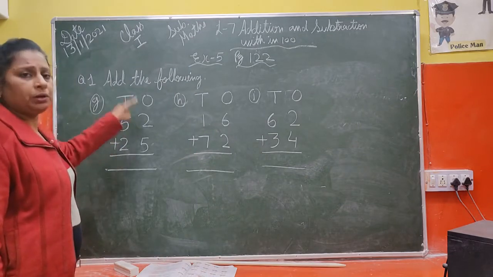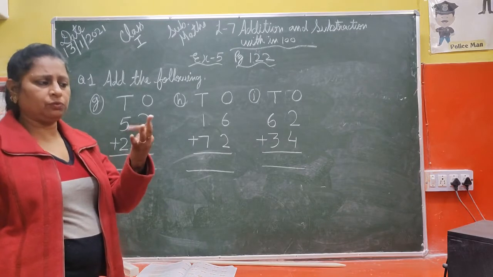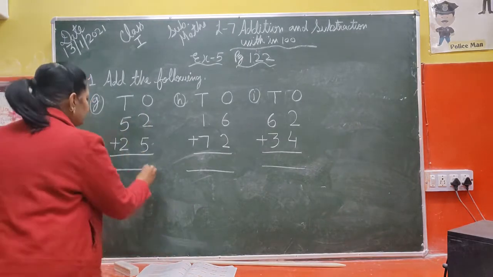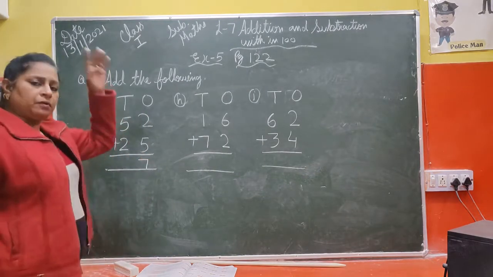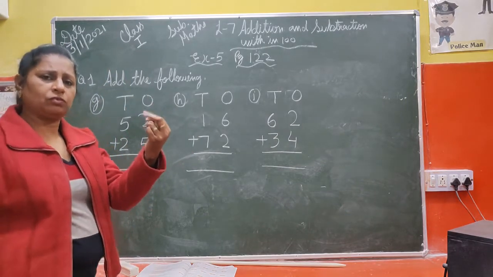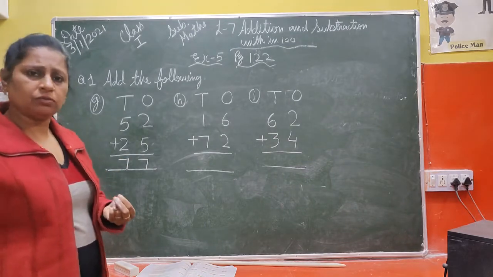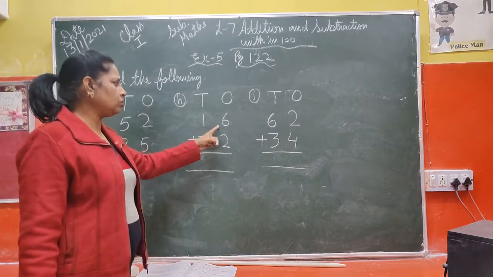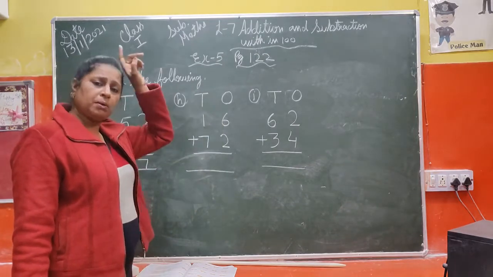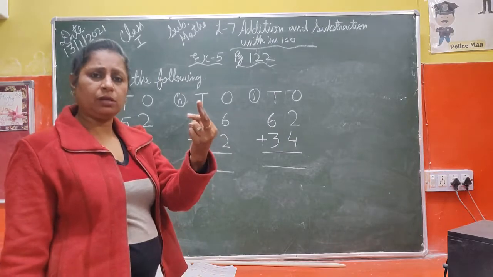Now 2 in my mind and 5 in my finger. After 2, 3, 4, 5, 6, 7. 5 in my mind, 2 in my finger. After 5, 6, 7. So answer is 7, 7, 77. Now here 6 and 2. So 6 in my mind and 2 in my finger. After 6, 7, 8.